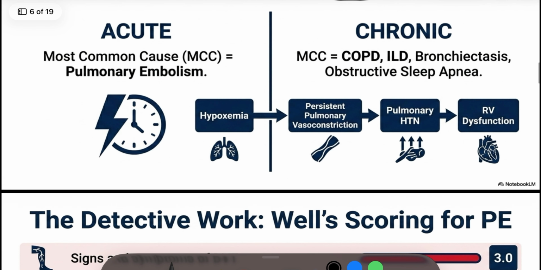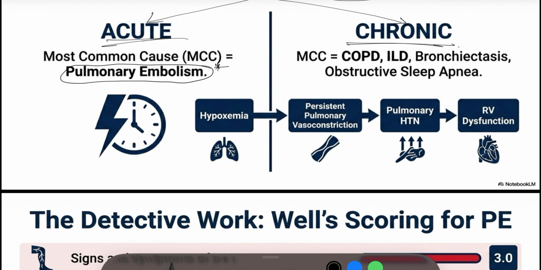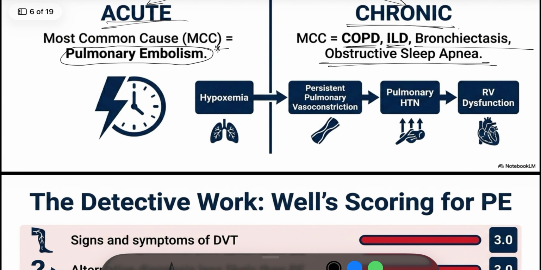Then we have cor pulmonale, which is divided into acute and chronic. In acute condition, the most common will be pulmonary embolism, which is the topic of today's video. And in chronic, we have COPD, ILD, bronchiectasis, and sleep apnea, which is obstructive, obviously. So in acute condition, you will see hypoxemia.